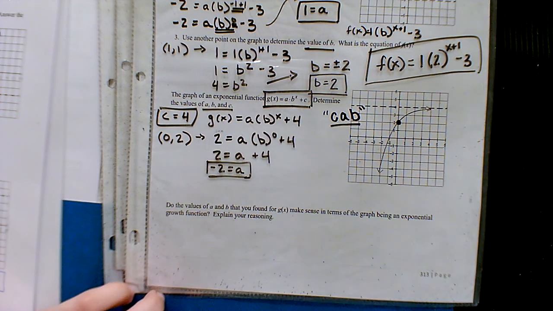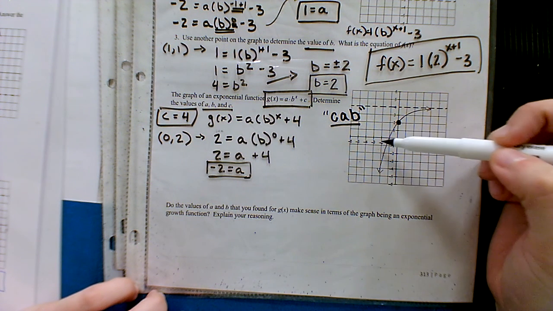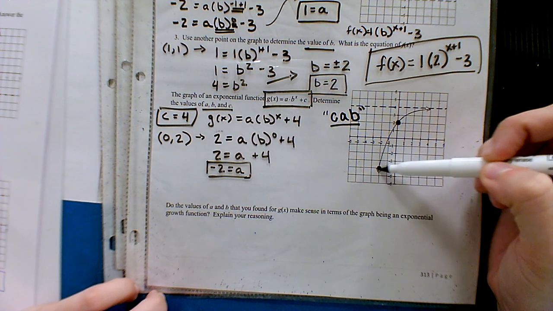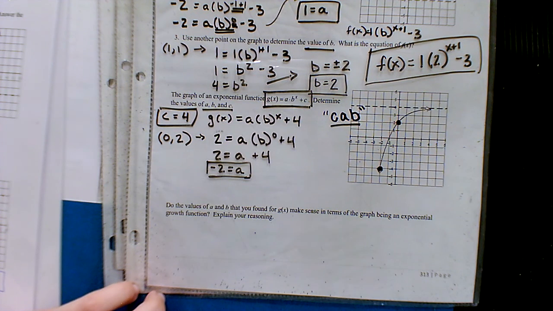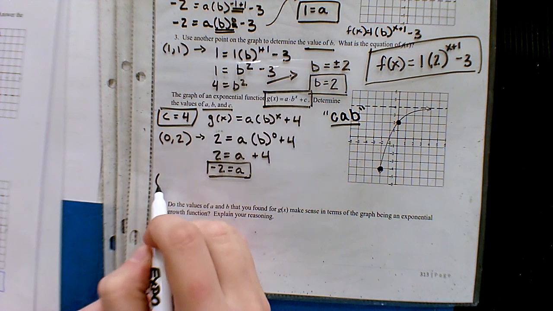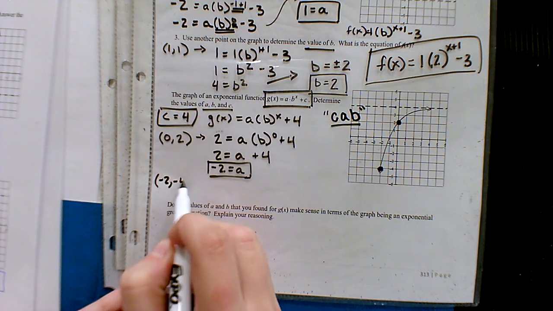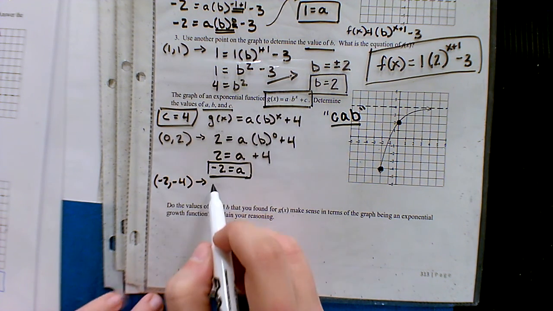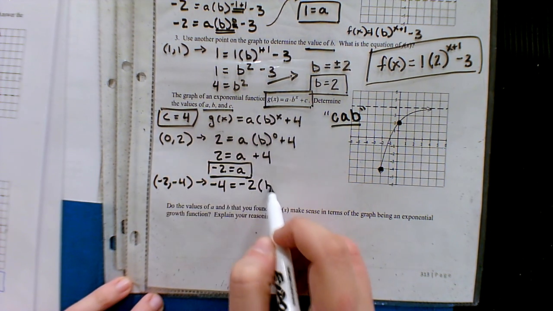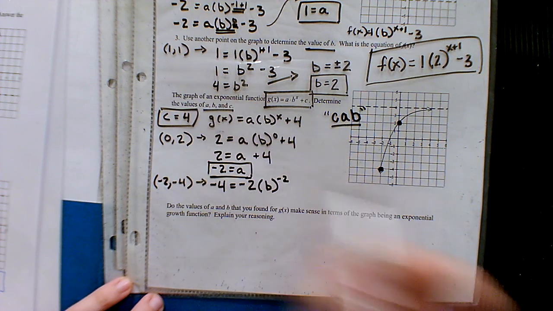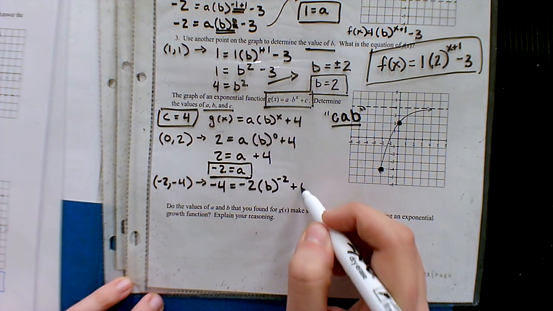Good, Caitlin? Okay, so which numbers do you want to plug in? Negative 4. Okay, so maybe you want to pick this point. You could pick any other easy point on the curve, completely up to you, but you got to pick a point nonetheless. So Caitlin picked negative 2, negative 4. All right, so negative 4 is a y value, and we're going to plug in negative 2 for the x value.